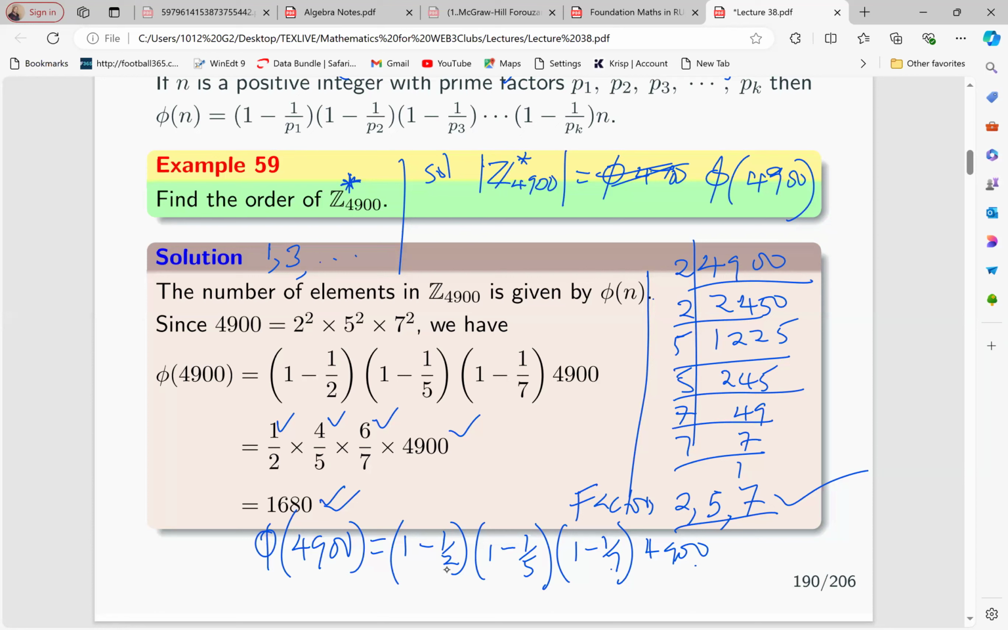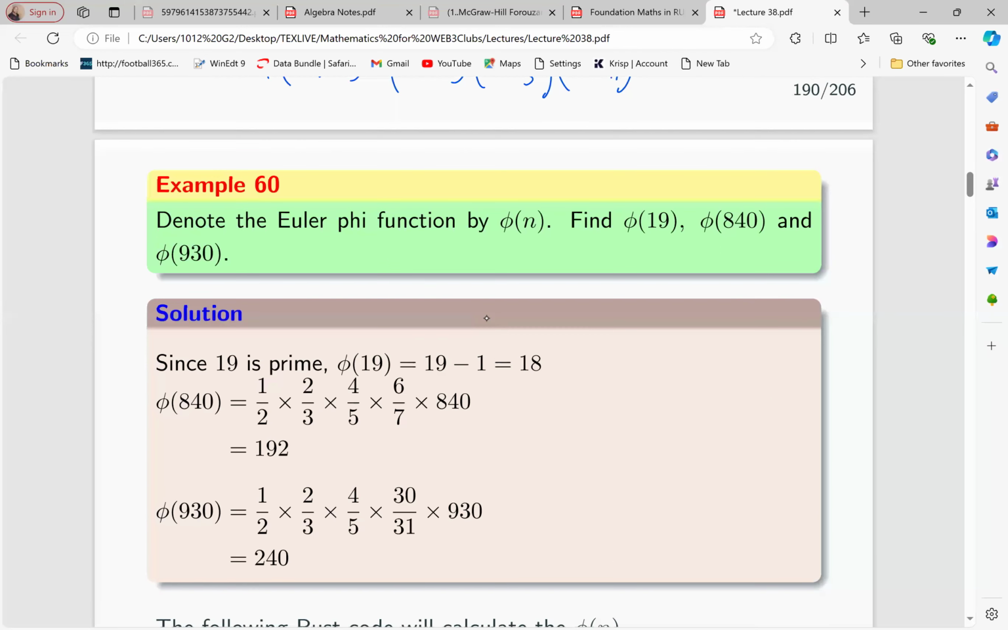Example is find Euler phi. The question is: find the orders of these groups. The first group is mod 840, and the other group is mod 19. All of them are multiplicative groups.